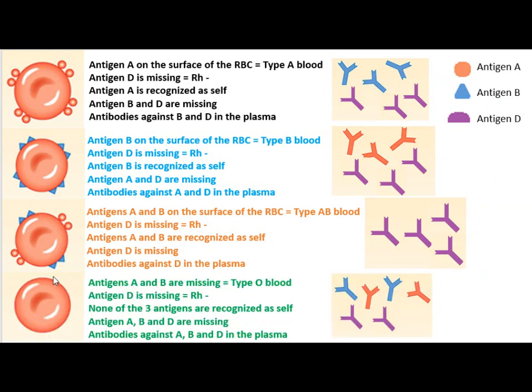Do I see any antigen? I don't see any antigen. I don't see antigen A. I don't see antigen B. So that means this must be blood type O. Is it blood type O plus or minus? It's minus because I don't see antigen D. What kind of antibodies would it have? Initially, it will have only antibodies against A and B. But after exposure to D, it will also have antibodies against D.